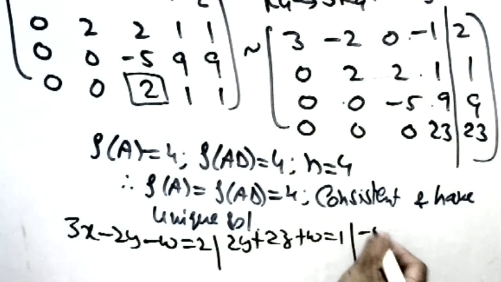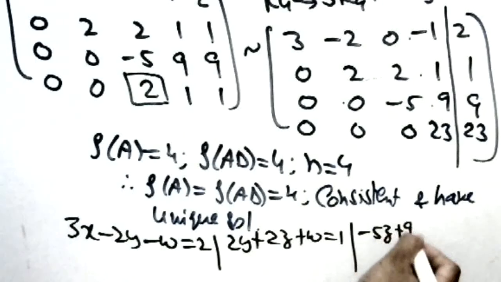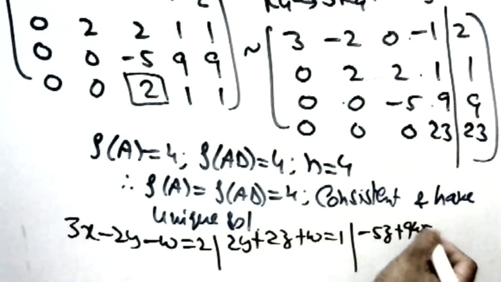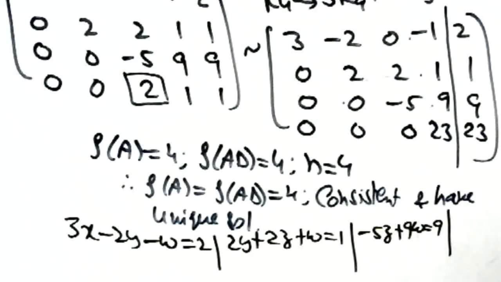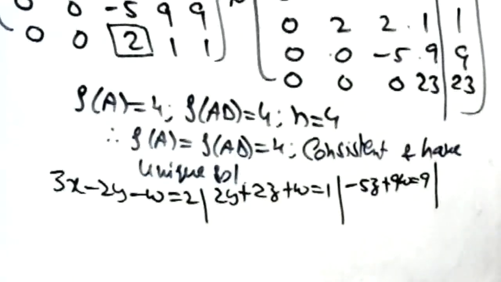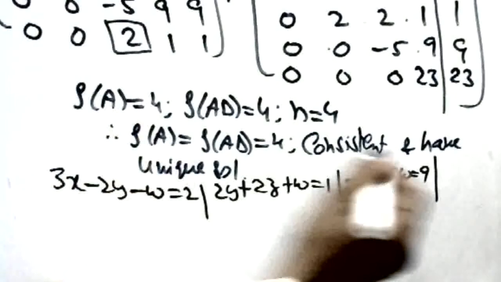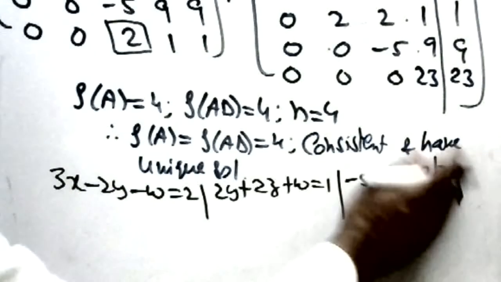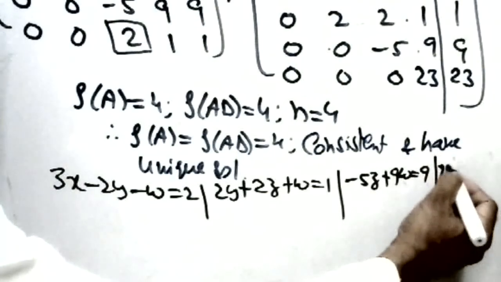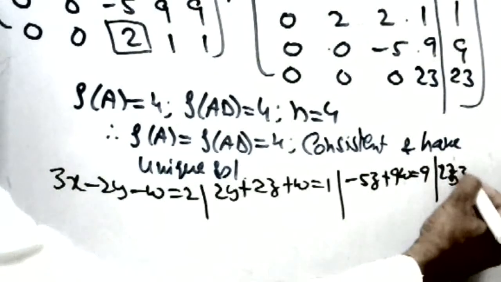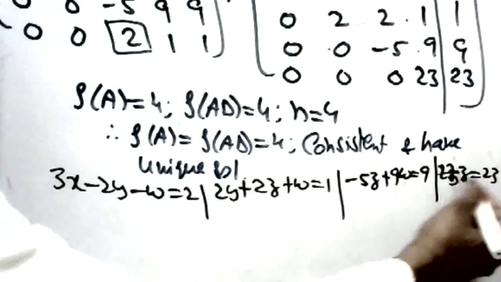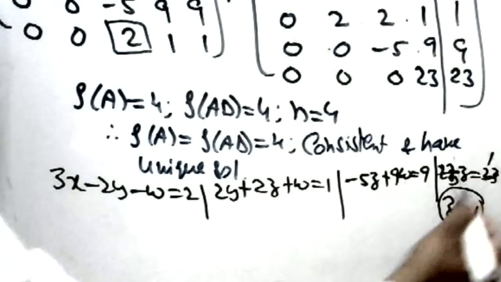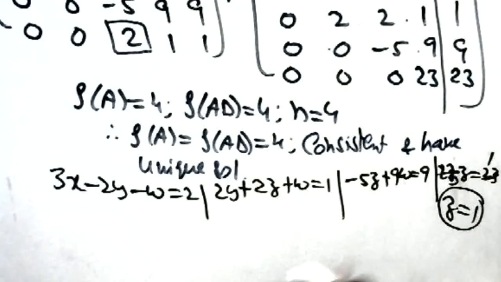Now see here, x is 0, y is 0, this is z. Minus 5z plus 9w equals 9. Now lastly, what is here? 23z equals 23. So we got z equals 1.